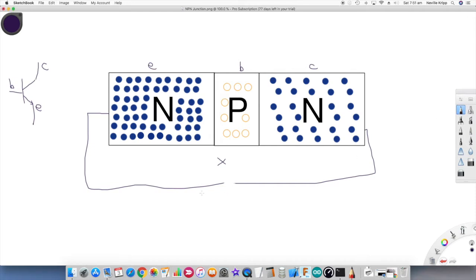Okay, let's now reverse that so that we now have positive here and negative here. So again, the same thing, we've effectively still got one reverse junction, so no current will flow.